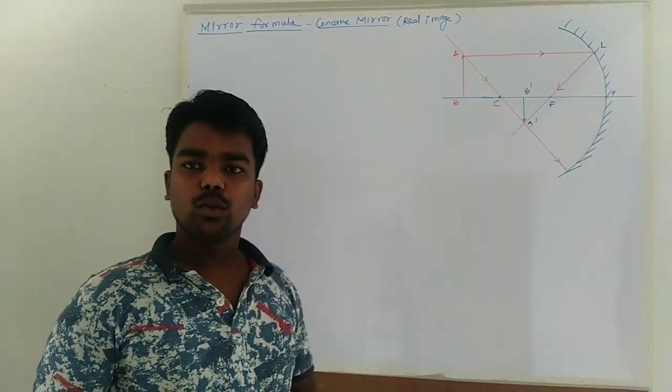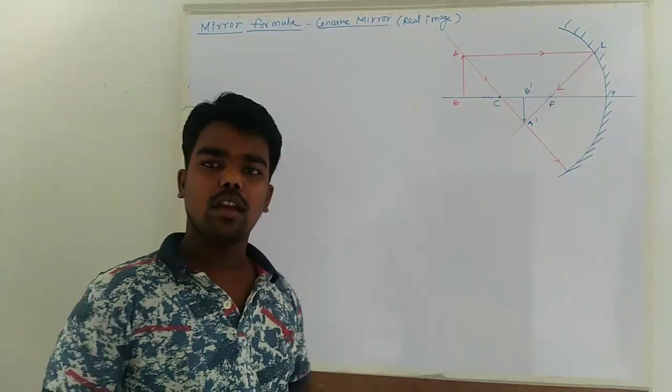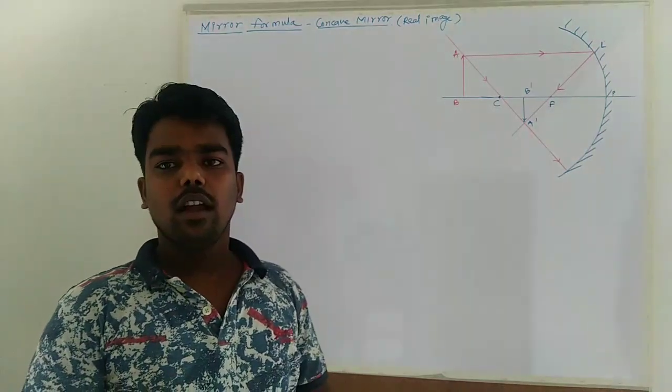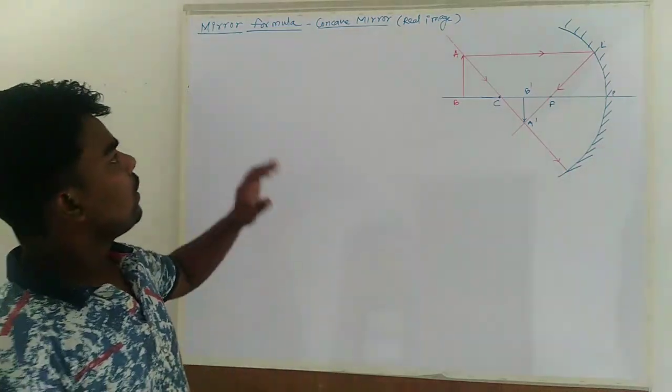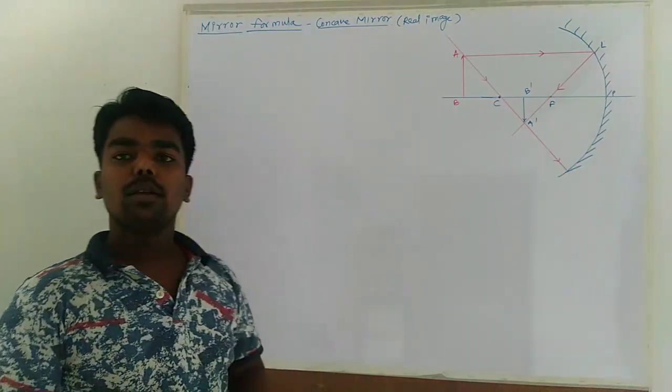Hello everyone. So till now we have seen the image formation in concave and convex mirror, and we have also seen the sign convention rule. Now what we are going to see here is the mirror formula.